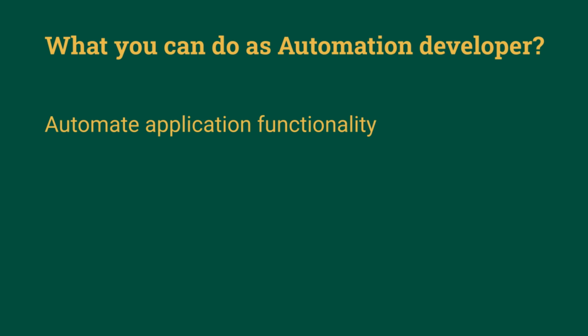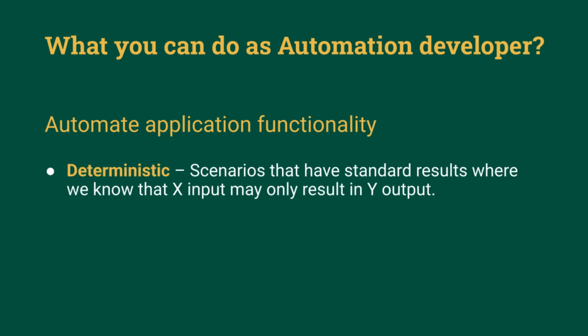While selecting test cases for automation, you need to keep a few things in mind. For example, pick deterministic scenarios, meaning those test scenarios that have standard results where we know that X input may only result in Y output. For example, we know that 2 plus 2 is always 4.